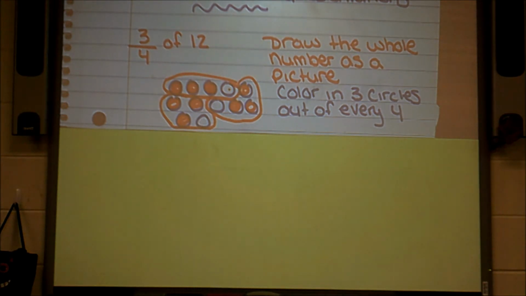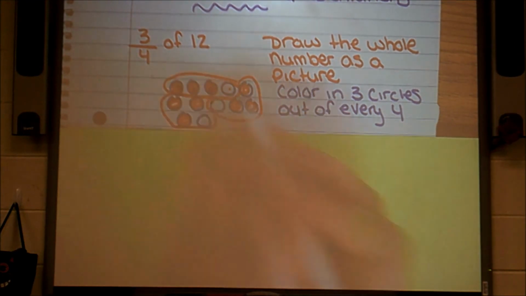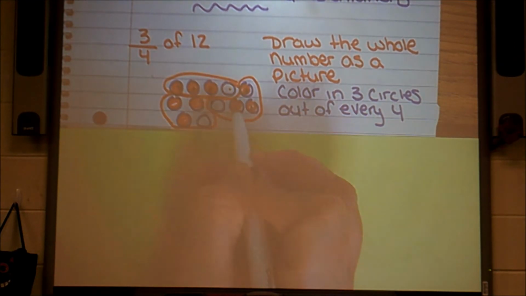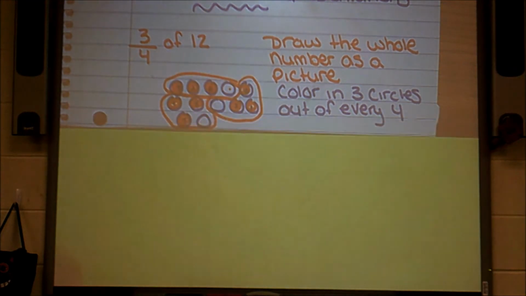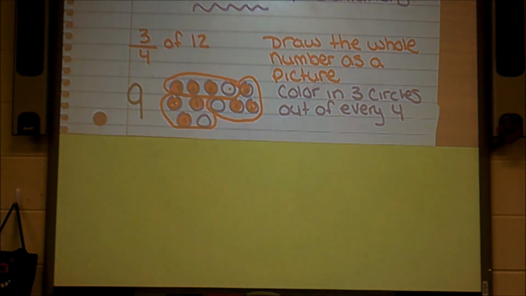So then I'm going to go back and I'm going to count how many of my circles are colored in. And that's my answer. My answer is simply the number of circles that I have colored in. Let's count. 1, 2, 3, 4, 5, 6, 7, 8, 9. I have 9 circles colored in. So that's my answer. It's 9. So 3/4 times 12 is 9.